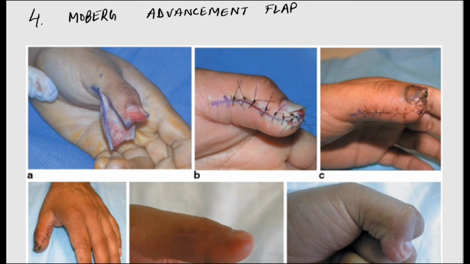Now coming to the Moberg advancement flap. This flap is specifically designed for thumb tip injuries, as sensate skin is very important for sensory functions such as 2-point discrimination. Here we completely mobilize this volar skin and advance it in block to fill the defect. The disadvantage of this procedure is that there is a permanent flexion deformity at the interphalangeal joint.